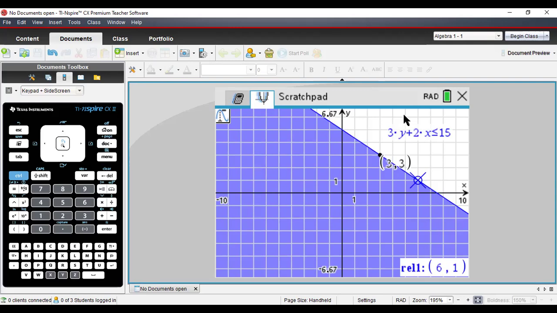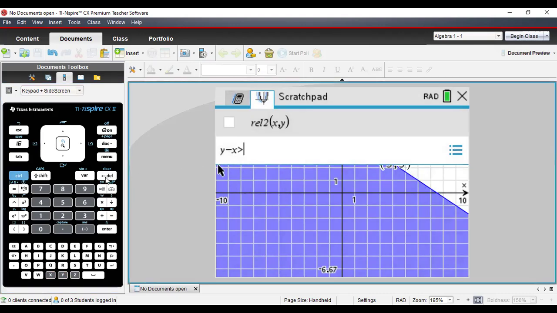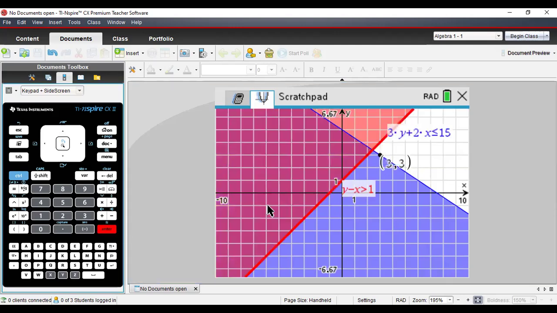Now what I'm going to do is the second piece. So I'm going to press tab, and then I'm just going to type that in. It's going to be y minus x is greater than, is that a negative? Yeah, it's just 1. So this is just 1. Press enter. And there's my other line.